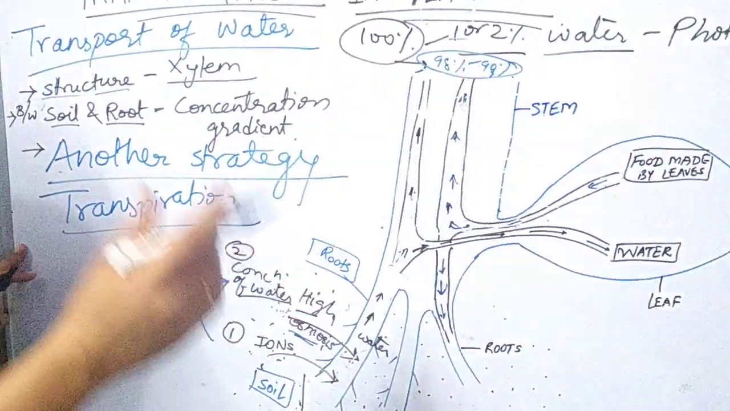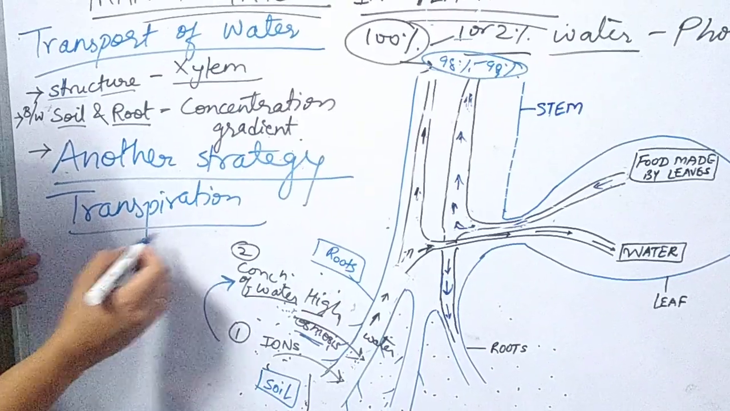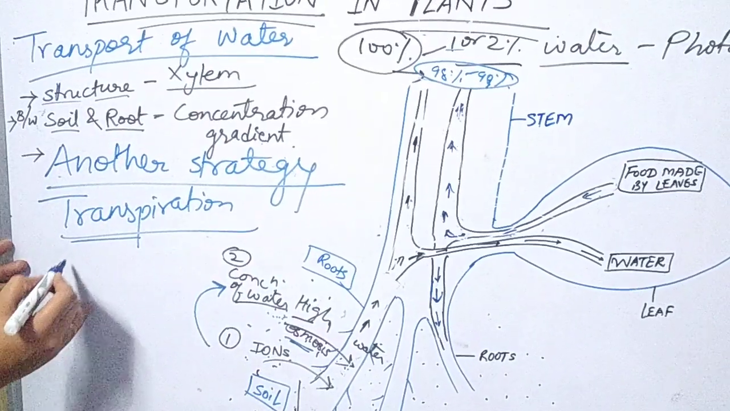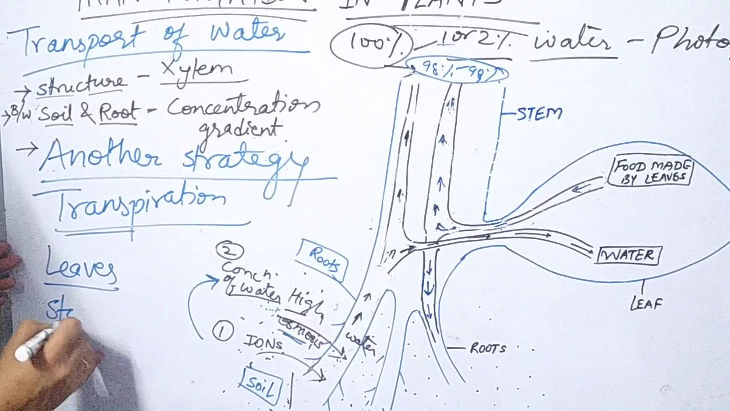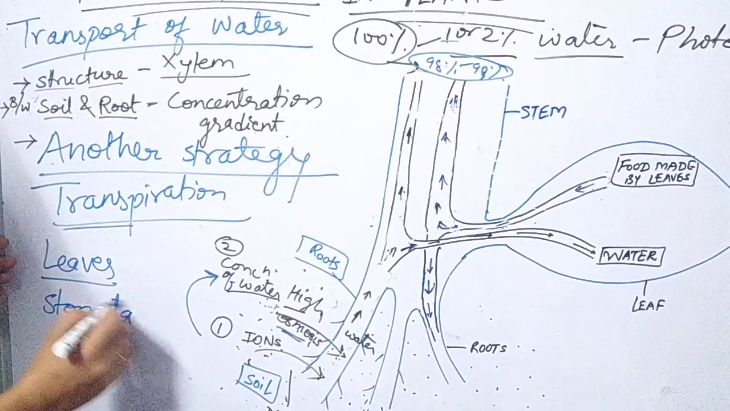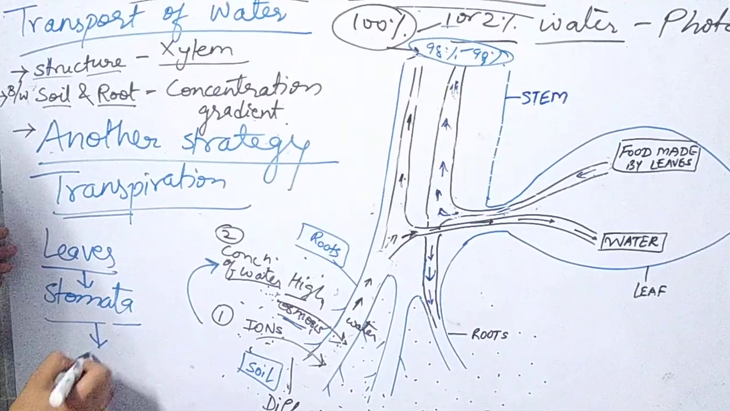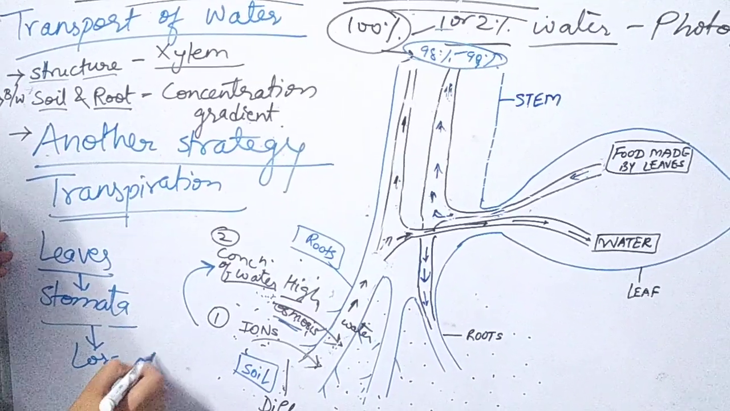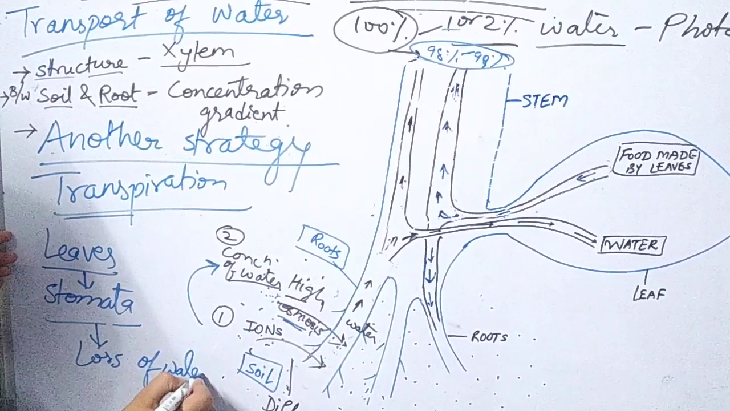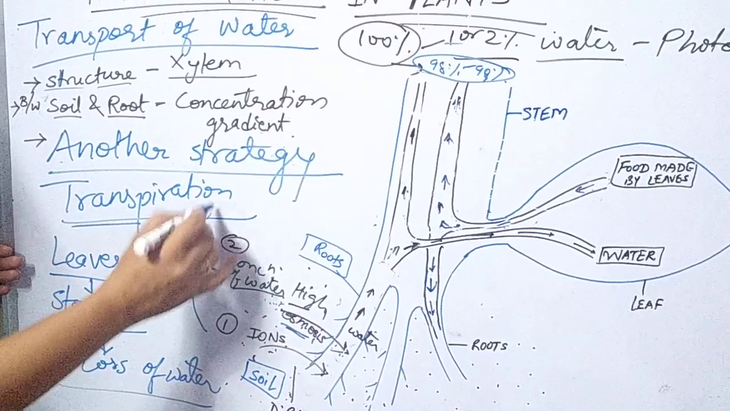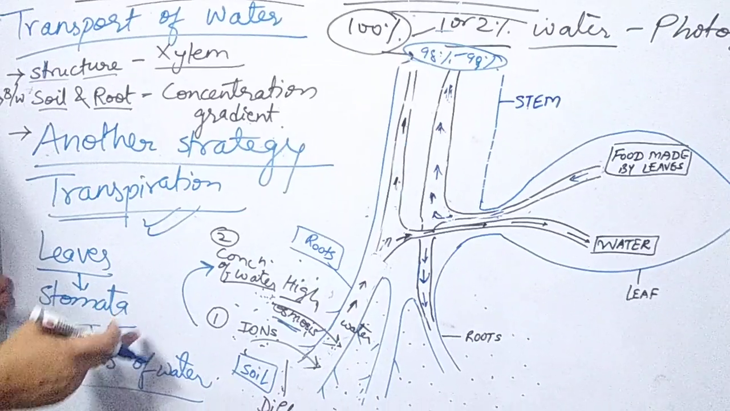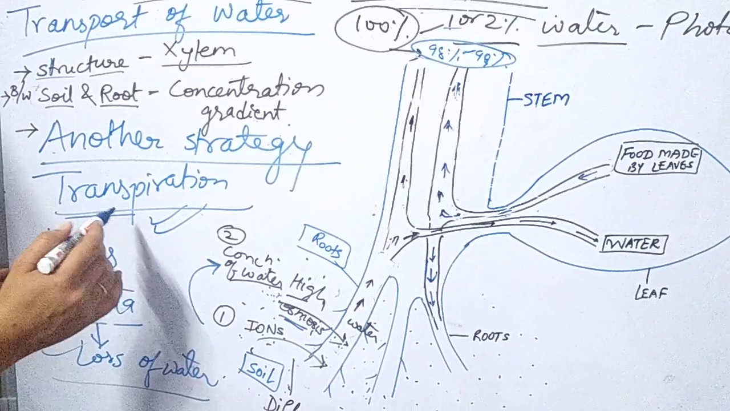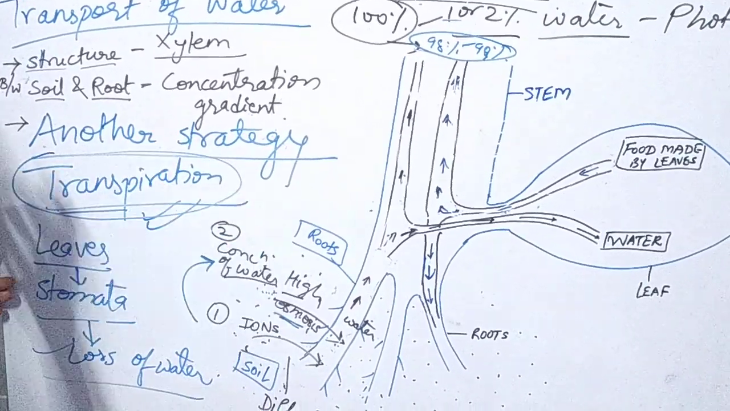This 98 to 99% of water is lost in the form of water vapor from the leaves through the stomata to the environment, and this process is called loss of water through the stomata. Therefore, this process is called transpiration, evaporation or loss of water through the surface of the leaf through stomata.